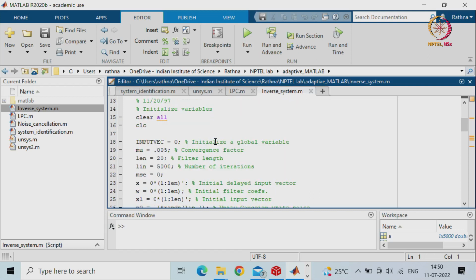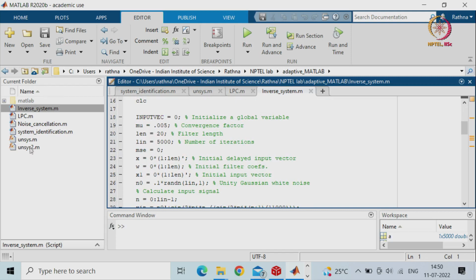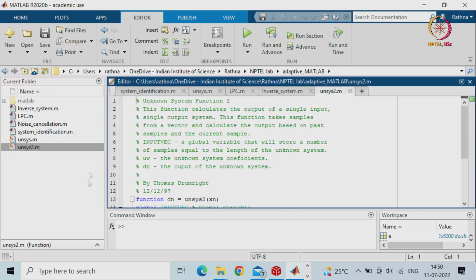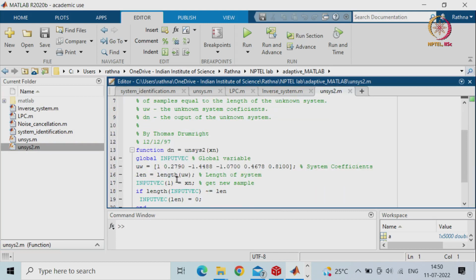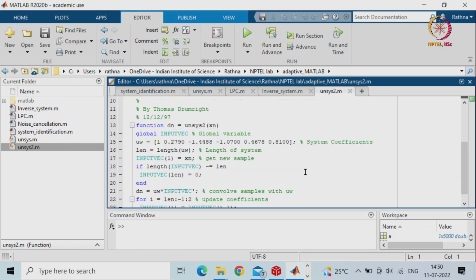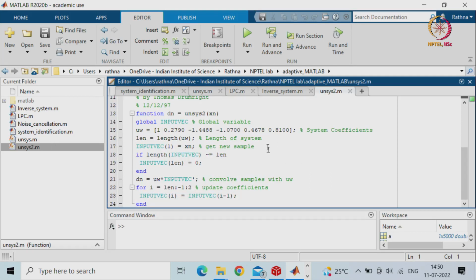Here an unknown system 2 has been chosen for this application. You will see that these are the weight system coefficients, modified compared to the other unknown system dot m. This is the unknown system, and the output will be identifying the system. Basically it is the inverse system, with which you can do the equalization to get the original system. So, we will run the code.